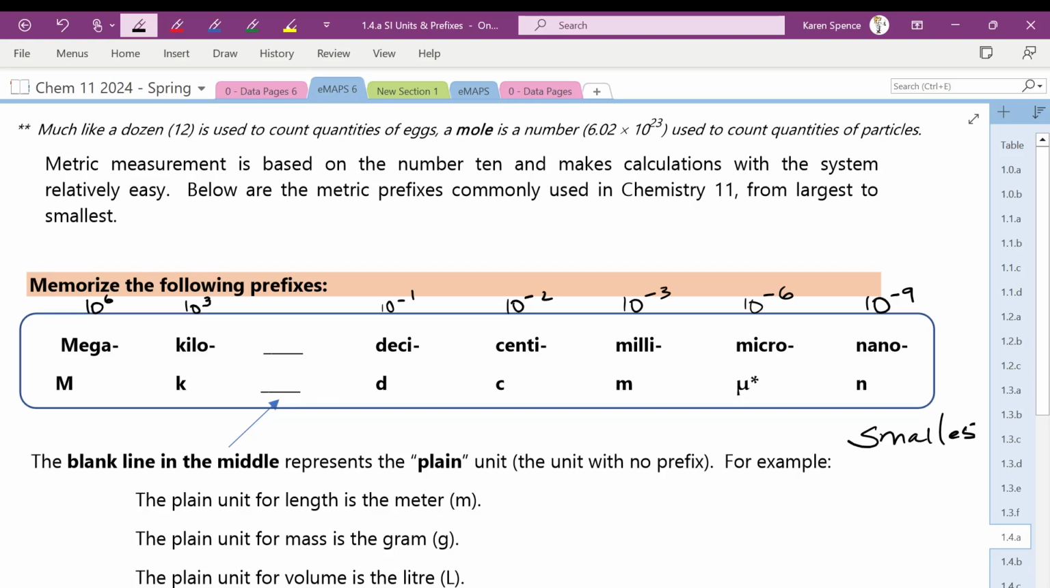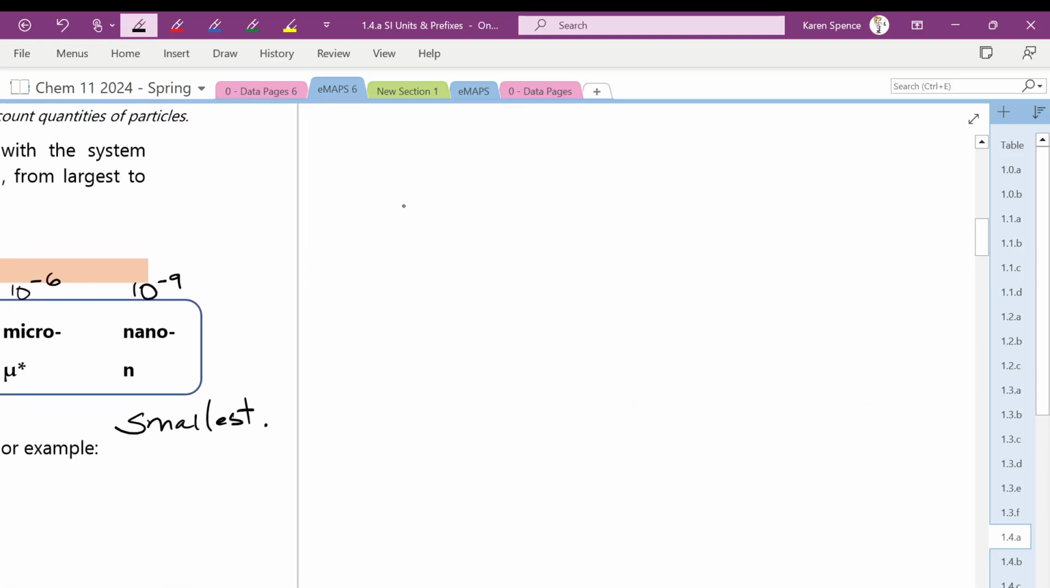Okay, so we're gonna go through this. We have mega, kilo, deci, centi, milli, micro, nano. Mega, kilo, deci, centi, milli, micro, nano.